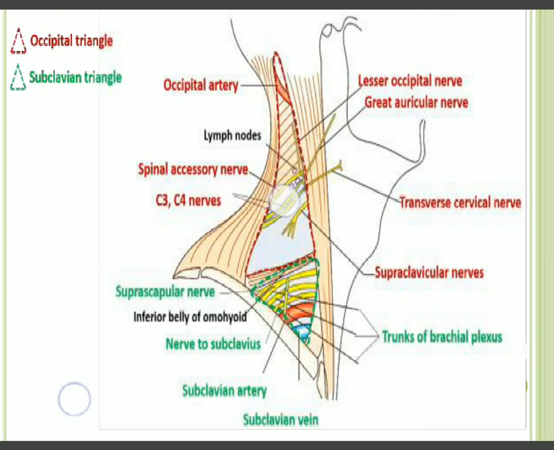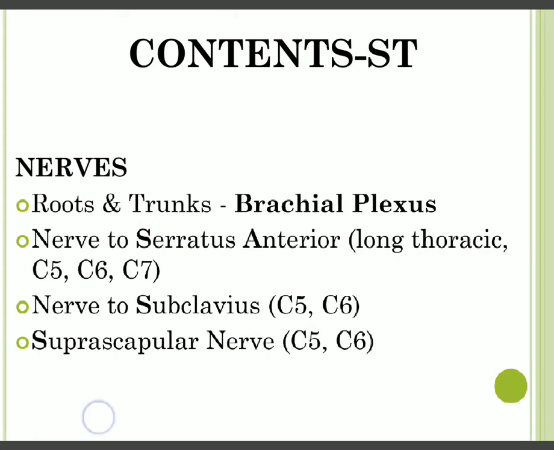So again, the figure is showing contents of the occipital triangle. That is, you have the occipital artery, and the most important one is the spinal accessory nerve, the cutaneous nerves, and the lymph nodes. So mainly the triangle contains artery, lymph nodes, and nerves. In the subclavian triangle, the contents are, again, nerves, arteries, and lymph nodes only.